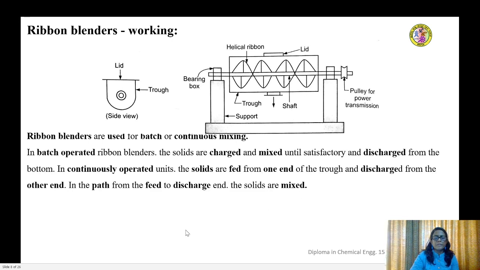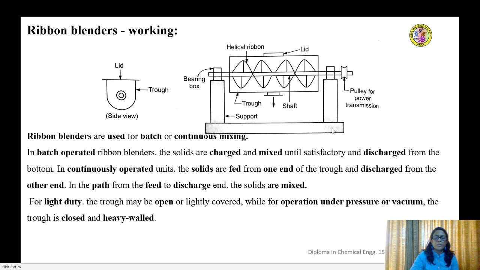In the batch operated ribbon blenders, we see the solids are charged into the trough by opening the top lid, and then the lid is closed and the agitator is rotated for a certain predetermined amount of time. Then after that you can open the outlet at the bottom to take out the mixed material.